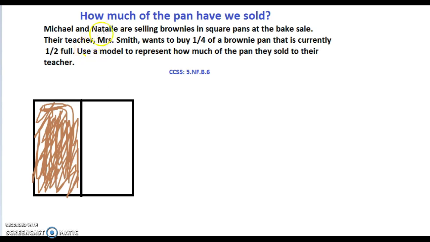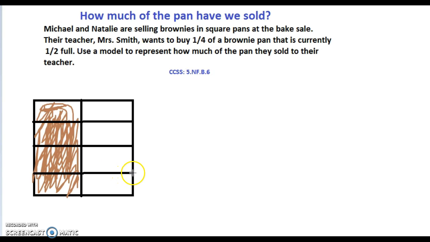So now the teacher, Mrs. Smith, wants to buy 1/4 of this brownie pan. So how do I represent that? Well, if I look at the parts of my fraction, the 1 represents what I have, and the 4, my denominator, tells me how many equal pieces. So I have to split this into 4 equal pieces, but I'm going to go horizontally this time. So here's a cut in half, and then I'll cut each half in half so that I get 4 equal pieces.